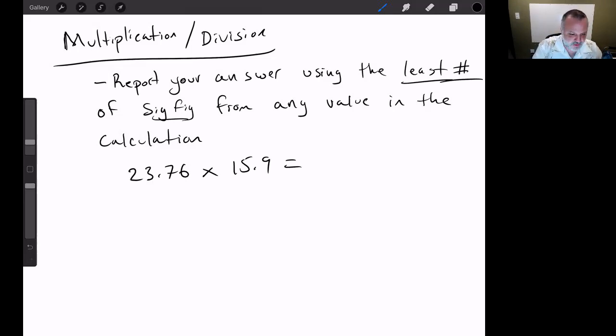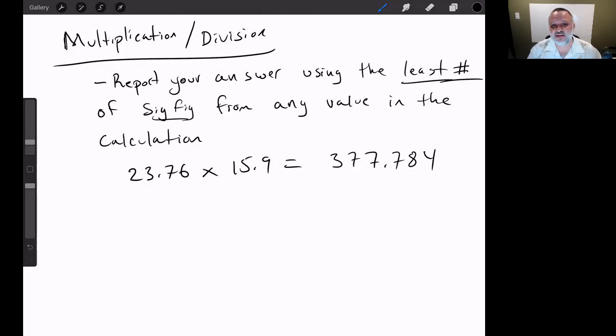So when I put this into my calculator, 23.76 times 15.9, my calculator spits out 377.784. Man, my calculator's dumb. It doesn't know anything about significant digits, does it? And that's the thing. Your calculator is good at doing mathematical operations, but it doesn't have any clue about significant digits. And I have yet to see a calculator that can round to significant digits. And so now that we've got multiplication and division in the game, and we're using significant digits in calculations, we have to round.